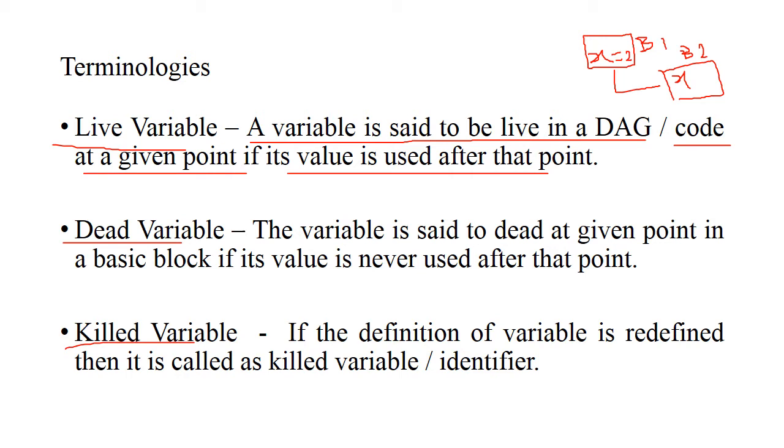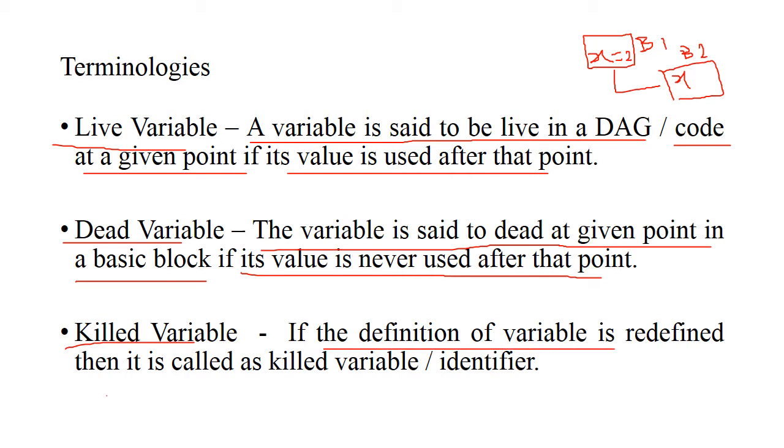Now, a dead variable: a variable is said to be dead at a given point in a basic block if its value is never used after that particular point. That means in a program or three address code, at one particular point the variable is useful, but after that point the variable will not be used. Now, a killed variable: if the definition of a variable is redefined, then it is called a killed variable or identifier. For example, suppose we are calculating x is equal to 2 plus y in one particular block, say block B1.